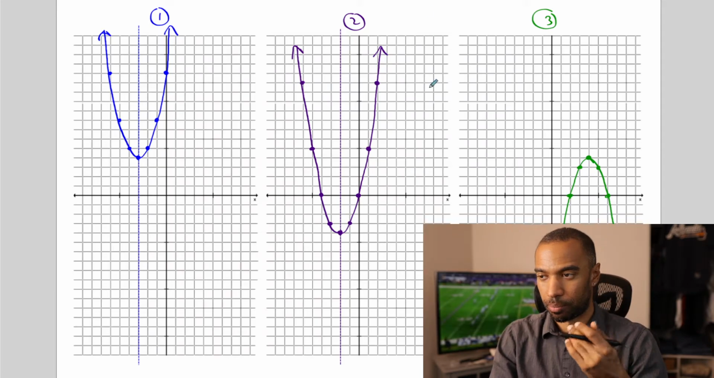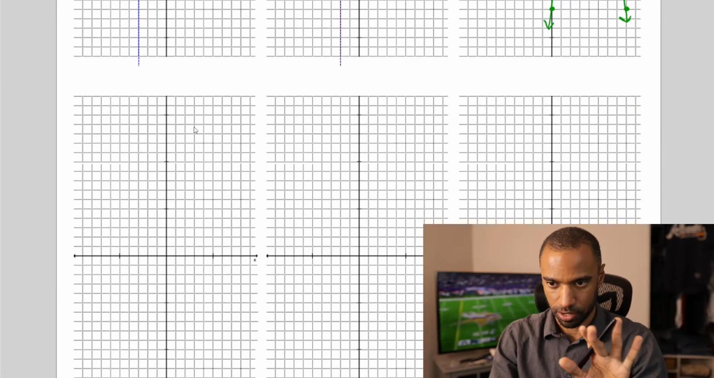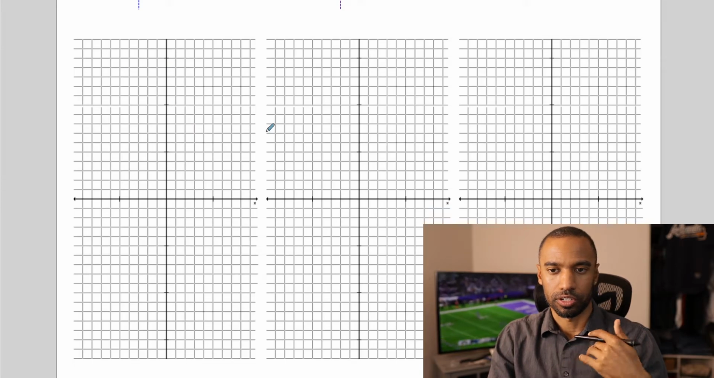Now, I'm not going to use a table. I'm going to use the concept of 1, 1, 2, 4, 3, 9, etc. And things are going to change a little bit now that we're going to do some other problems here.